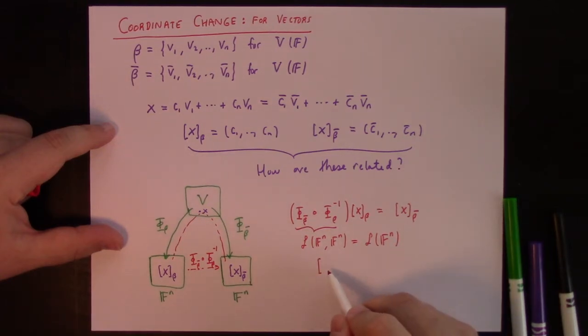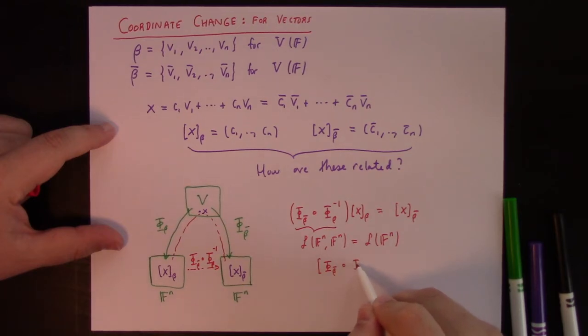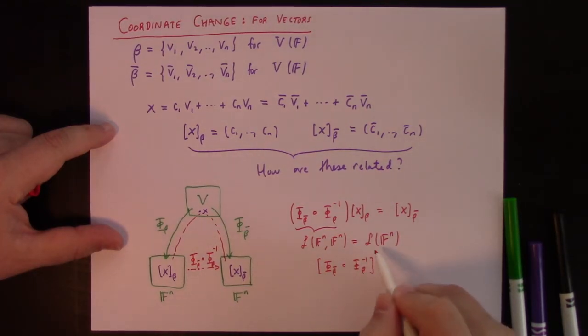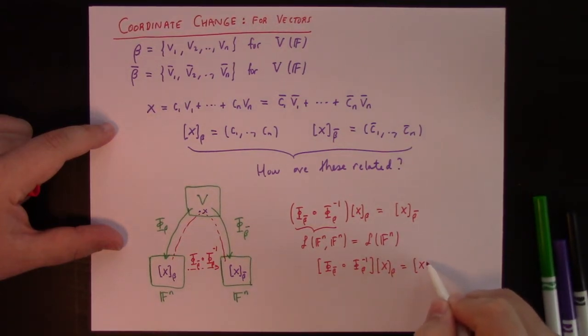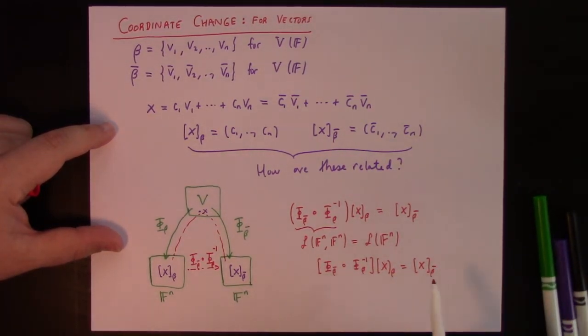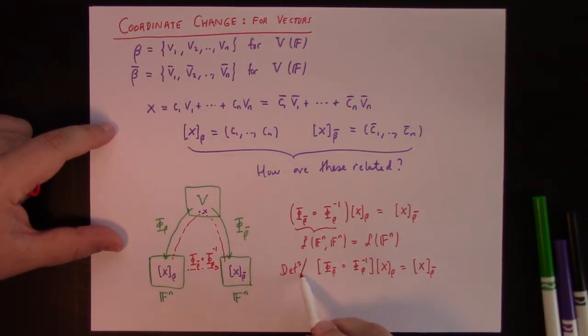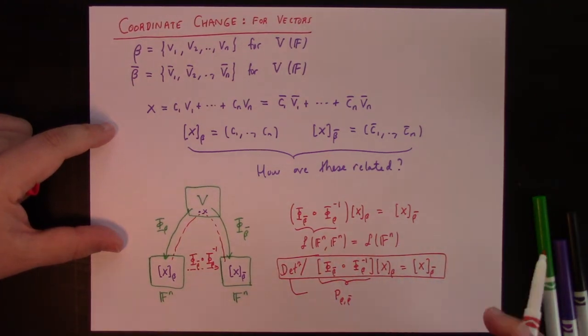So we have the following: the standard matrix of phi beta bar composed with phi beta inverse, times x beta, is equal to x beta bar. What I'm about to do is a definition. The definition I'm talking about is to say that it's the coordinate change matrix to go from the beta basis to the beta bar basis. So there's a bit of notation for you.